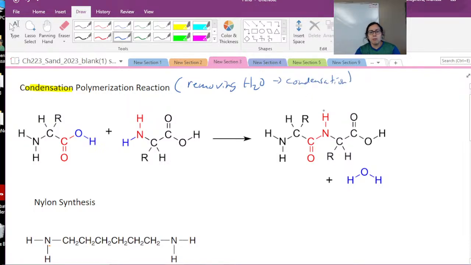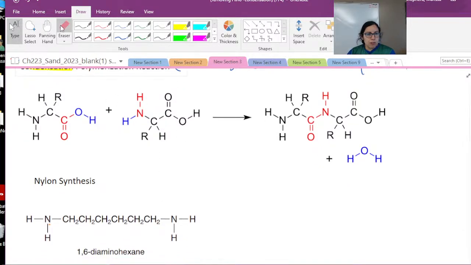And so usually, when you do your condensation reaction, the reason why you're removing water is because you're making a new bond, so water has to leave. You can also think about other things that can leave. So sometimes you have an acid as a leaving group or some sort of alcohol.